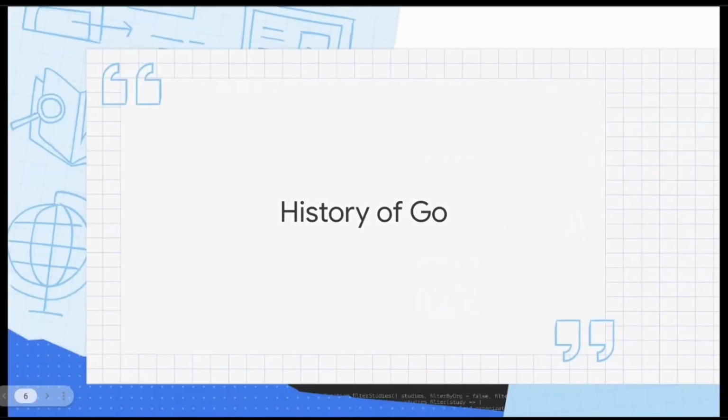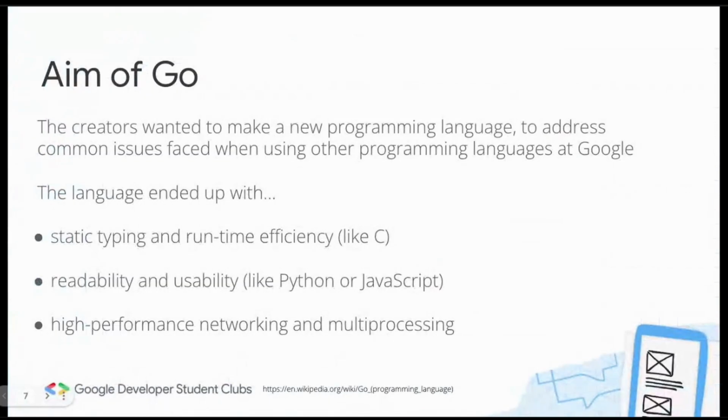On to a bit more about the who, what, when, and where of Go. The creators of Go set out initially to create a language which brought along many of the features that developers would be familiar with from other languages already. And what they wanted to do was combine the features that they believed were the most influential to aid the development of high quality and simple software. What crystallized from their development process was a C-like language with similar static typing and runtime efficiency, but coupled with the ease of readability and usability of languages like Python or JavaScript, while still maintaining high performance networking and multiprocessing features.